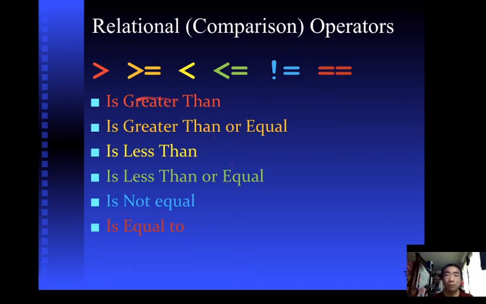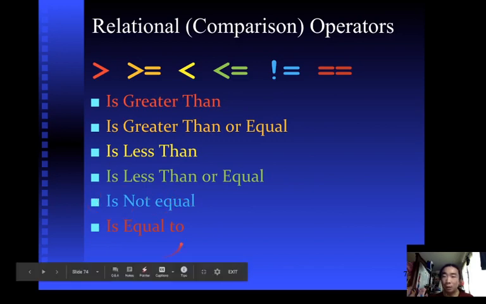These four work the way you want. If the two things don't match, then not equals is true. If the two things do match, then the overall expression is true.